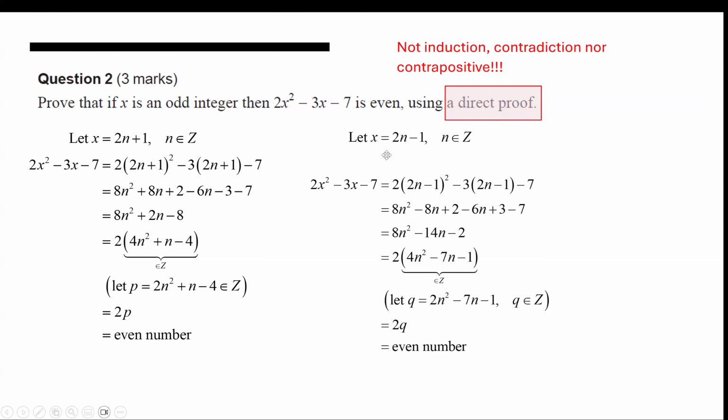Alternatively, if you use 2n minus 1, this does the same work except for a small variation in the final expression you are going to write down, okay? And yes, you are required to take out the 2 as a clear common factor to confirm the desired conclusion.